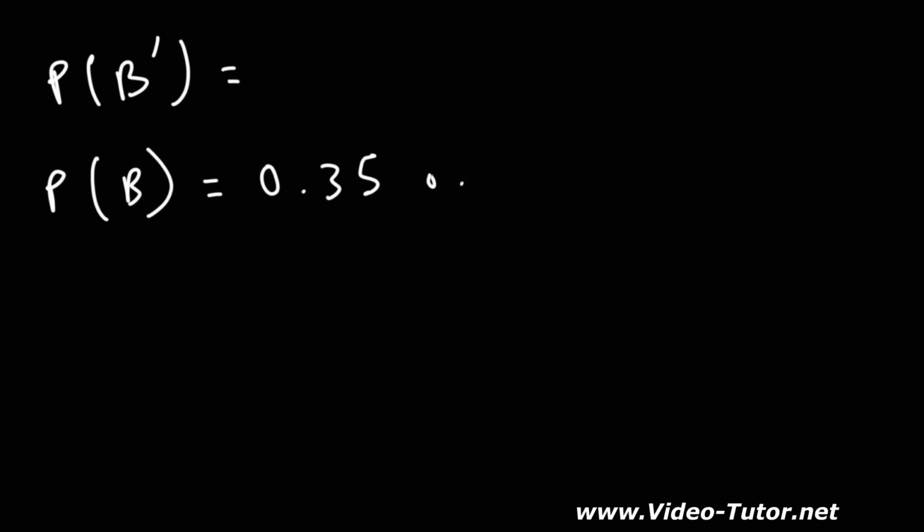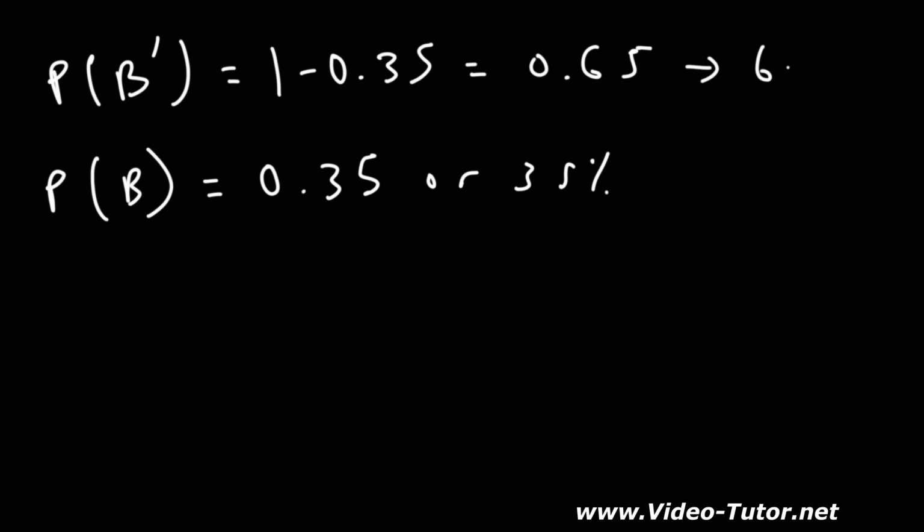So let's say that you want to calculate the probability that event B will not occur. You're looking for the complement of B. And let's say you're given the probability of event B occurring, which we'll say is 0.35 or 35%. You can calculate this by subtracting 0.35 from 1, which will give you 0.65. So according to this, there's a 65% chance that event B will not occur, knowing that there's a 35% chance that event B will occur. So that's an example of negation probability.